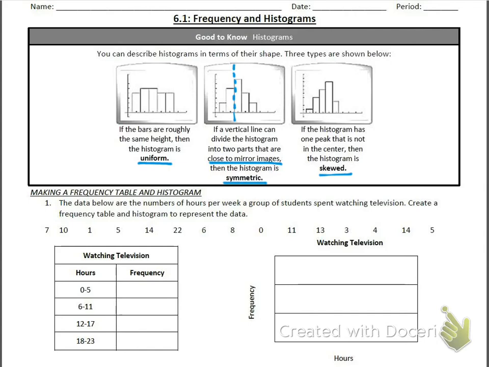Why are words just escaping me? Oh, just is it uniform, symmetric, or skewed? Okay, and you have to be able to tell me why. Okay, it should be pretty obvious. Like I'm not ever going to try and trick you.